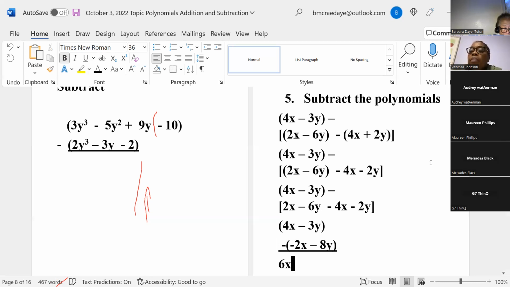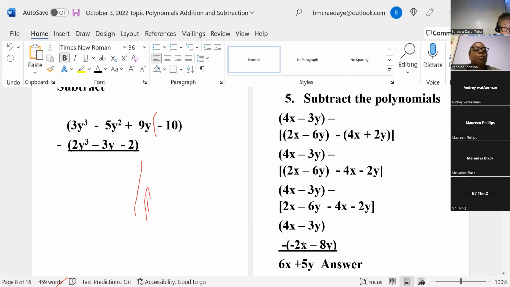Positive 8y. One moment, a minus and a minus gives you a plus. Plus 8y, and what's a plus 8y and a minus 3y? 5y. That's it, Vanessa. 5y. Very good. That's your answer: 6x plus 5y.